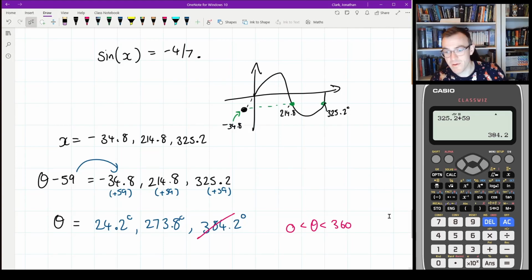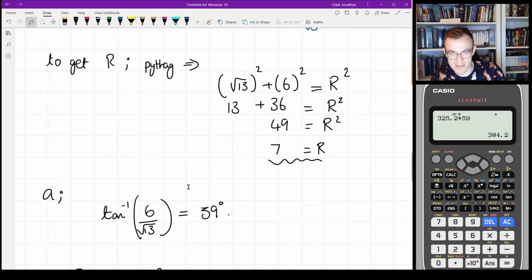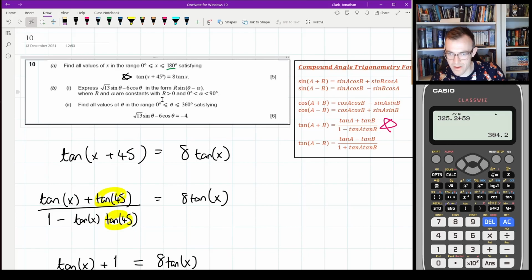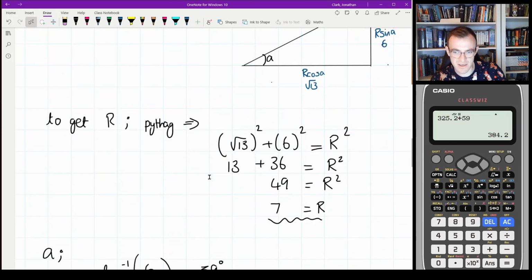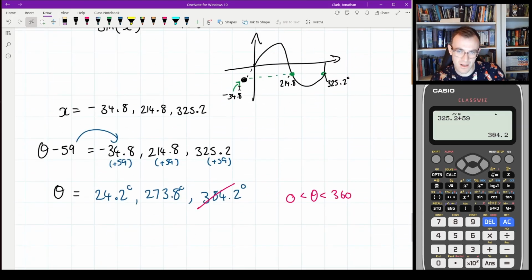So something to keep in mind for this question is we're aiming to get angles between 0 and 360. Notice that we ended up including this. So even though this originally was outside of the range, minus 34, when we added the 59 back on, it became in the range. So it's worth including answers that you think are a bit outside the range, just in case it fits back in after you've done a transformation like that.